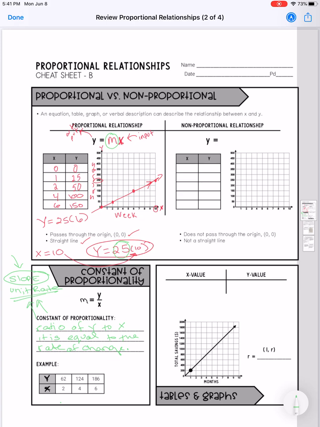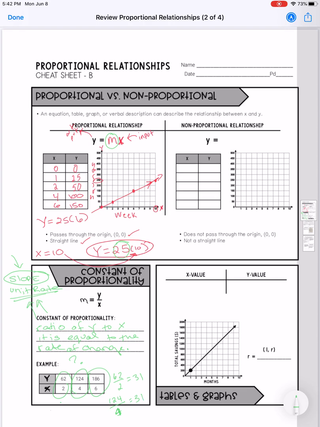So in the example below, let's say you had $62 after 2 weeks, $124 after 4 weeks, $186 after 6 weeks. You know, are these all proportional? I don't know. That's going to be the question here. So we can divide 62 by 2, and that's 31. Okay, what about 124? Are you still making $31 a week? 124 divided by 4, well, 4 goes into 12 3 times. 4 goes into 4 once. Yeah, so far it's looking good.